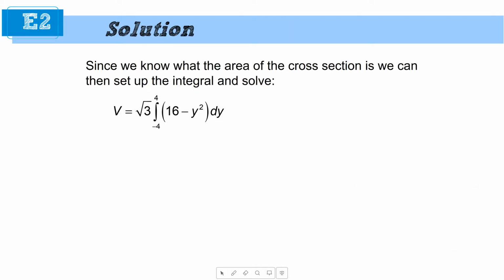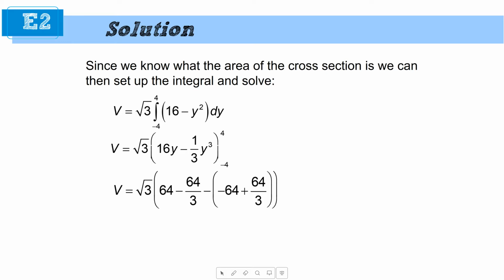So I get that. Square root of 3 is a constant. I move it out in front. I have a nice easy integrand. So I can take the antiderivative of both of those. Plug and chug, get some ugly numbers, but it works out nicely, and I get an answer of 147.802.